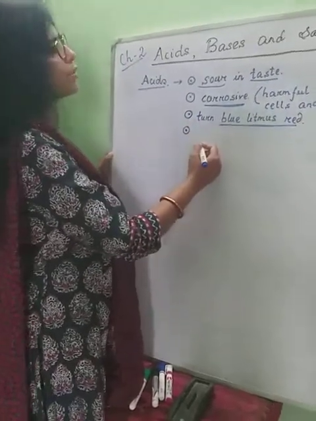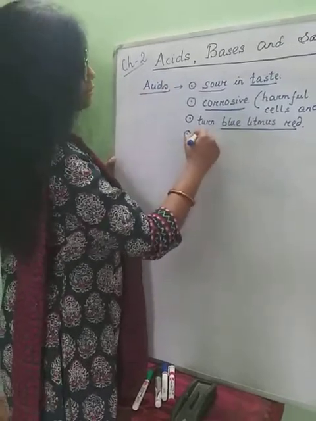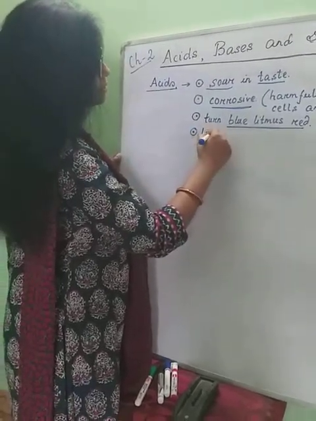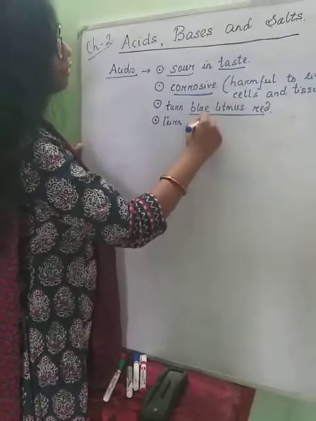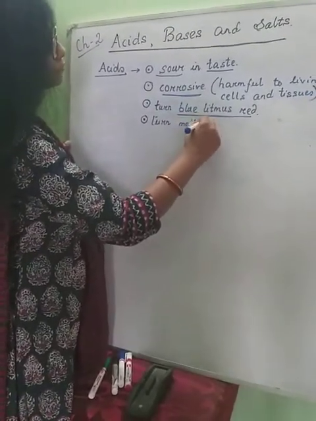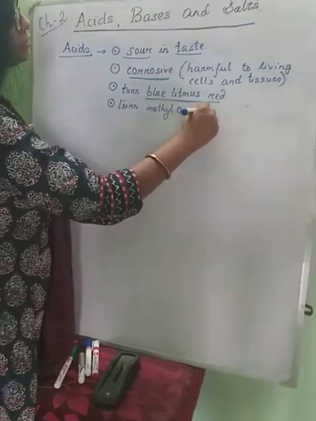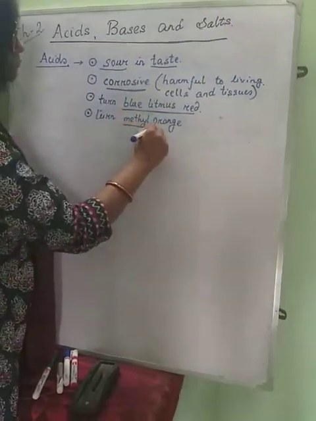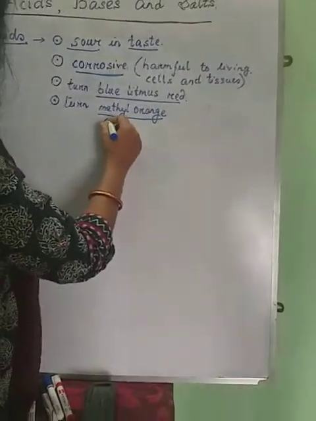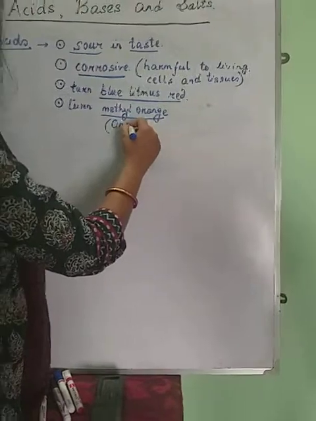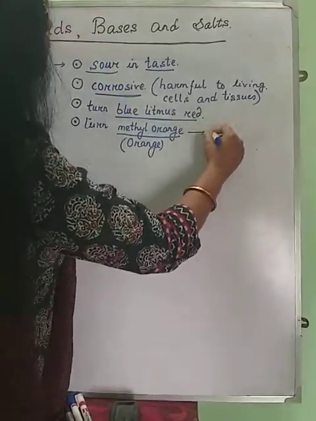The next one is all these acids turn methyl orange, a synthetic indicator which is itself orange in color, to pink.